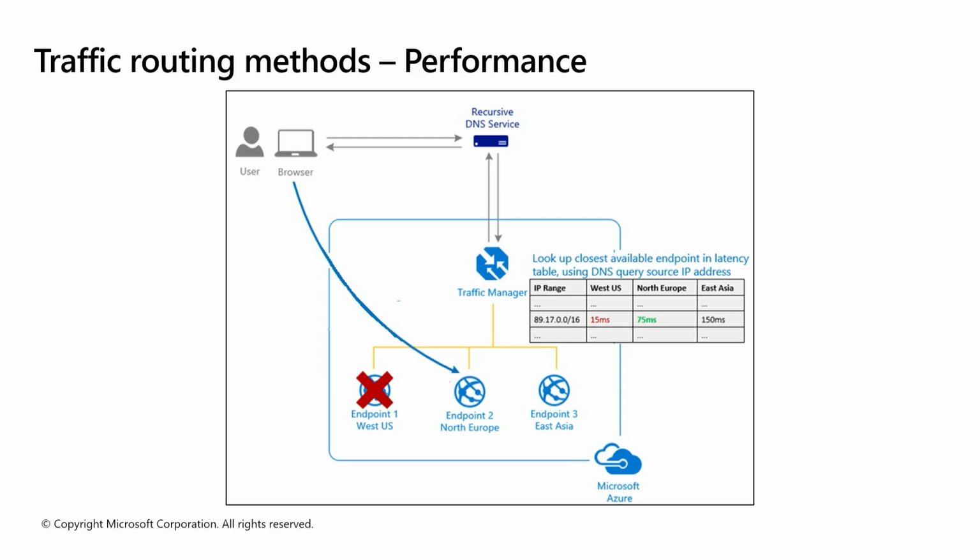So via a performance method, we have 3 endpoints here: West US, North Europe, East Asia. We can look across all 3 of those and say, hey, my user is based somewhere in the US, so we should send them to the West US endpoint. If it's down, that's okay. We'll look at the next available endpoint based on that network latency. So extremely useful if the thing you want is optimized speed.